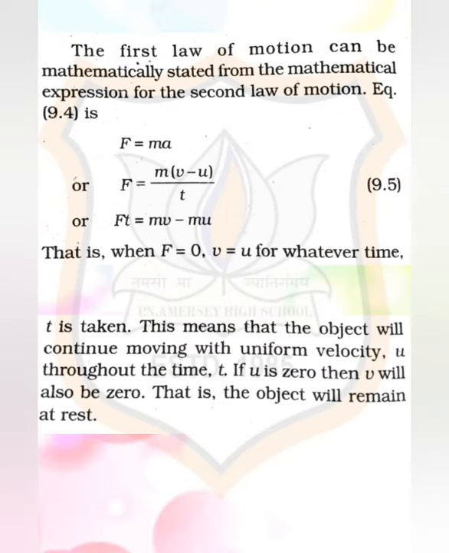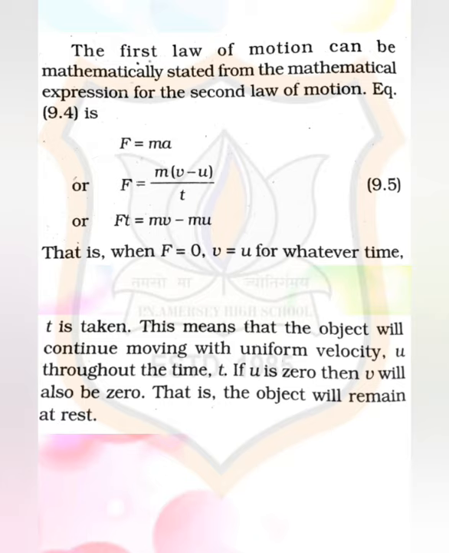Now, with the help of the derivation of the second law of motion, we can state the first law of motion in mathematical form. That is, force is equal to ma. We have just discussed this in the last video. So let us start. In equation 9.4, F is equal to ma, we have proved. Or we can write F is equal to m into a, that is, a is (v minus u) upon t, and on multiplying F into t, we have Ft is equal to mv minus mu.